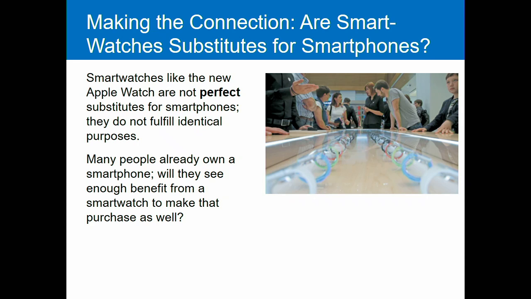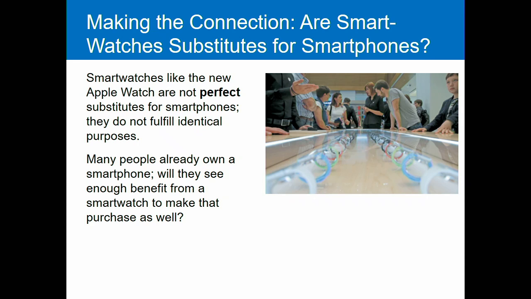So there are a lot of goods and services that aren't perfect substitutes. They don't do all the same things, or they don't meet all the same needs, but they're pretty close. So for some reason, the textbook uses smartwatches as a product, as an example running throughout the book. So smartwatches aren't perfect substitutes for smartphones, but they do serve some of the same purposes.